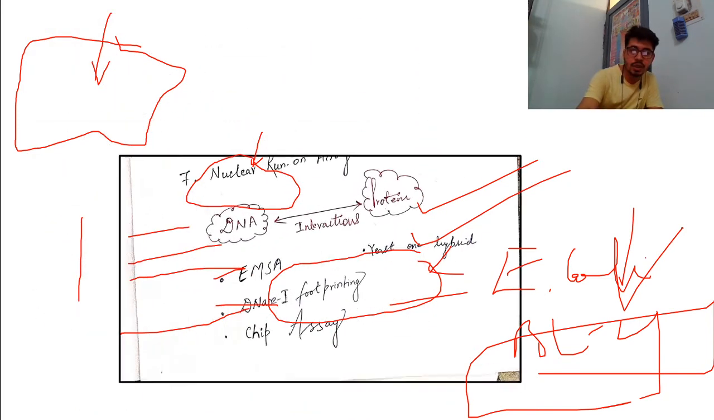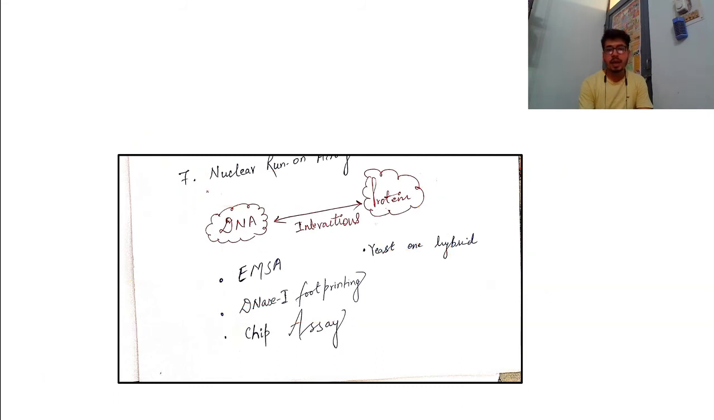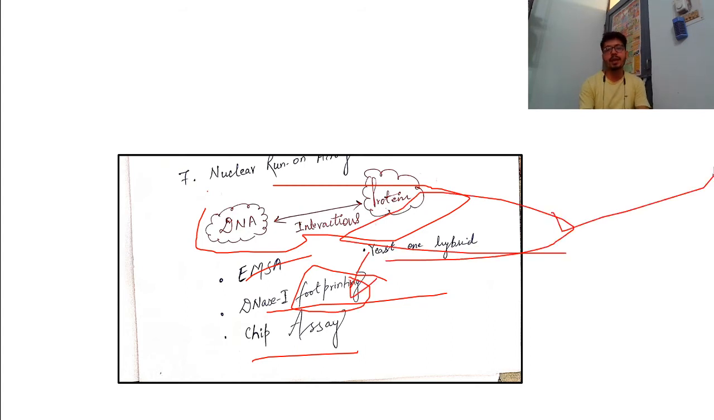Okay, so with this particular note I just want to tell you how DNA and protein interaction can be recognized. For this particular purpose, we can use first DNA protein interaction study by EMSA, DNase1 footprinting, ChIP assay, not fingerprinting. Fingerprinting and footprinting are different. And yeast one hybrid is again a very important technique to know whether DNA is interacting with the protein or not. Okay, so all these techniques are between DNA and protein.